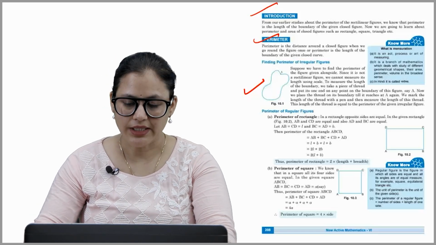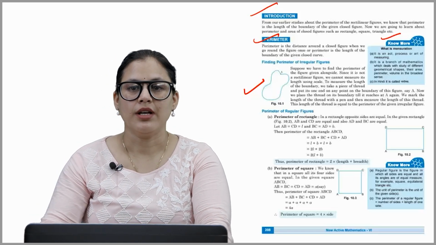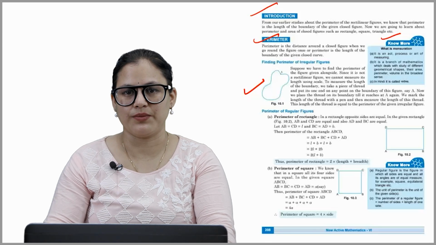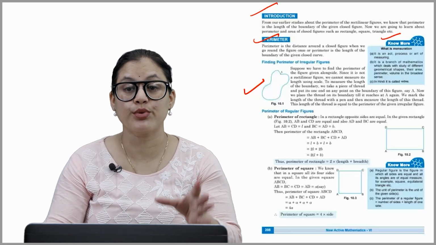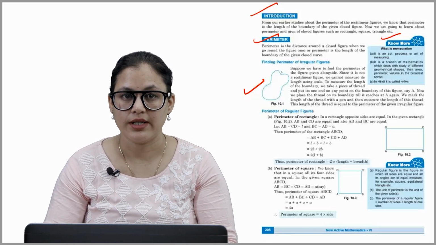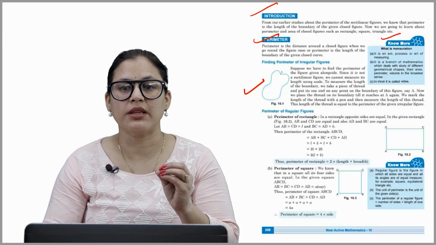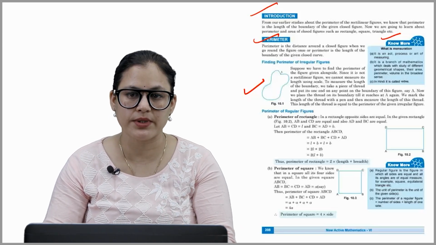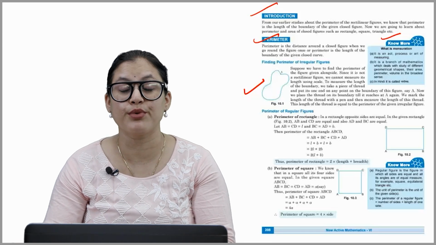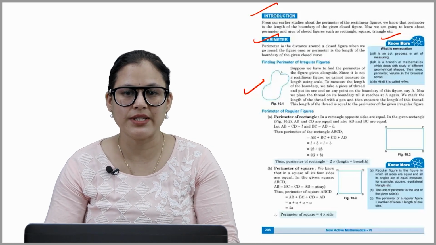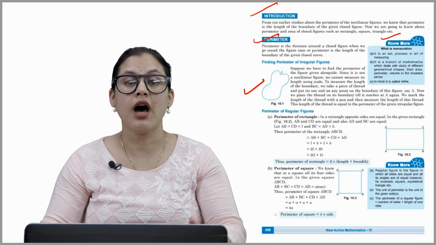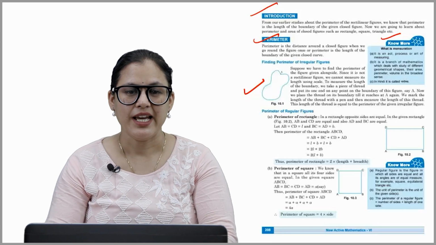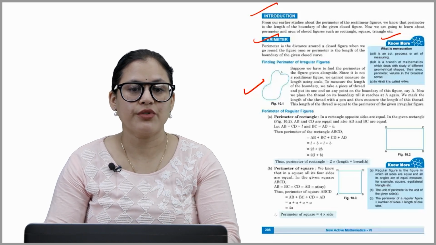Now, what is mensuration? A. It is an act, process or art of measuring. B. It is a branch of mathematics which deals with the study of different geometrical shapes, their area, perimeter, volume in the broadest sense. And C, in Hindi it is called Naap Vidya. Now, perimeter of regular figures.